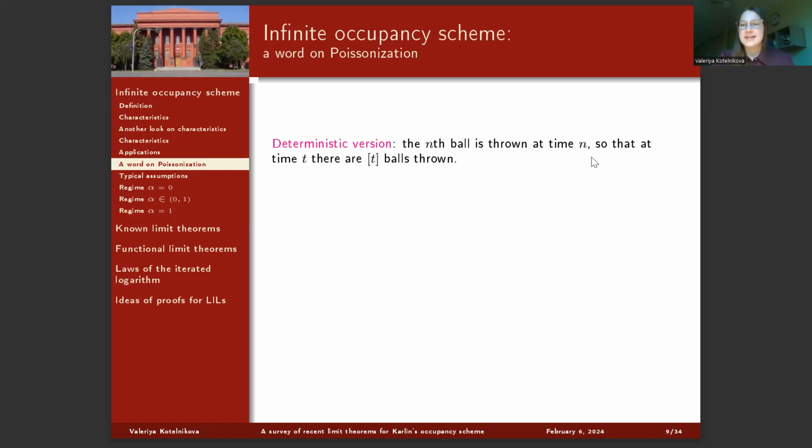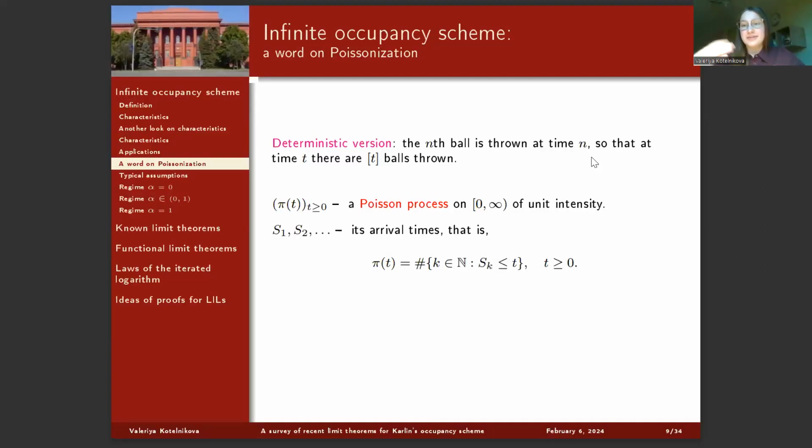But there is another version of the scheme, which is called Poissonized. And before defining the scheme, let me introduce some pieces of notation. First one is we denote by pi a Poisson process on the positive half line with unit intensity. And we denote by S1, S2, and so on its arrival times. So basically, Poisson process is a counting process for the sequence S_k.